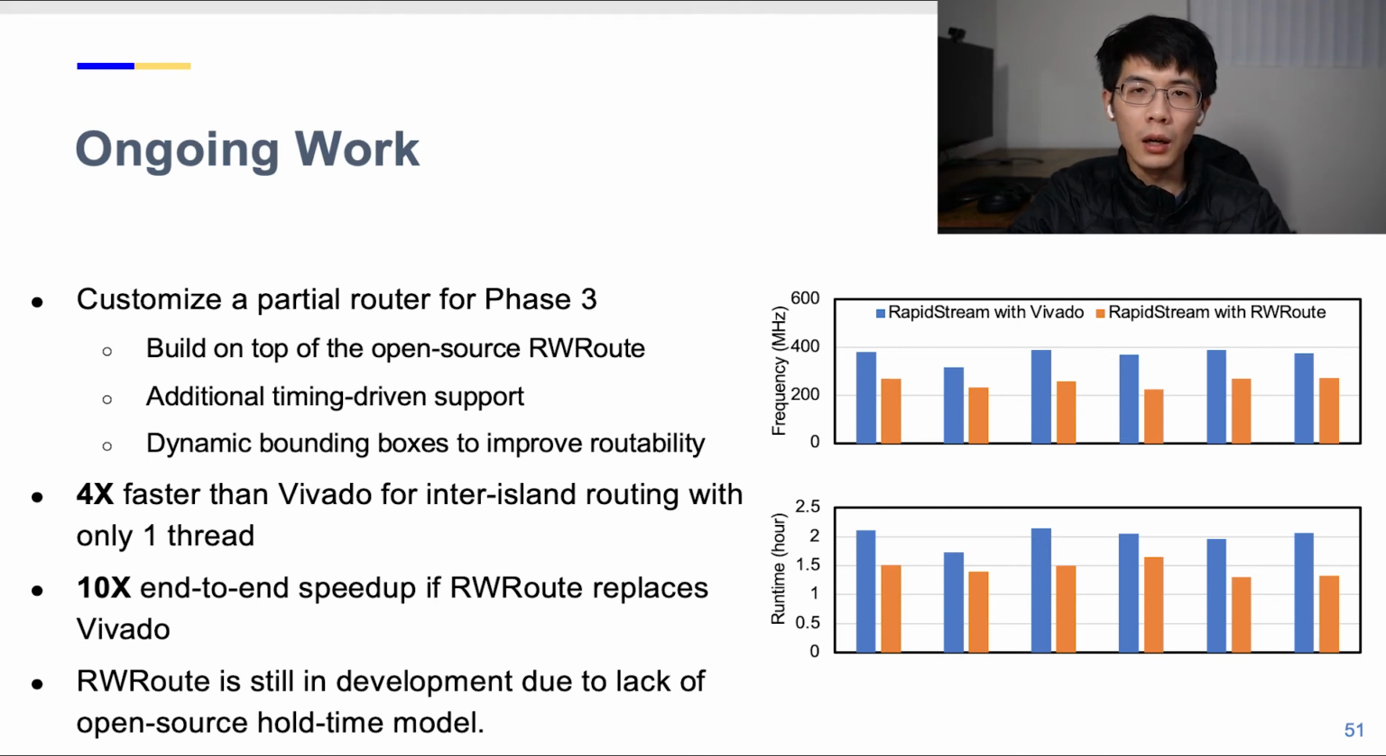Note that RWRoute currently relies on public timing models. Since there is no open model for hold violation, RWRoute at this stage cannot fully resolve hold violations yet. In our paper, we present additional techniques of using the clock phase shift to eliminate hold violation while sacrificing the frequency a little. When an open hold time model is available, RWRoute could completely get rid of the hold violation and replace Vivado for this step, thus achieving the prototype 10 times speedup.